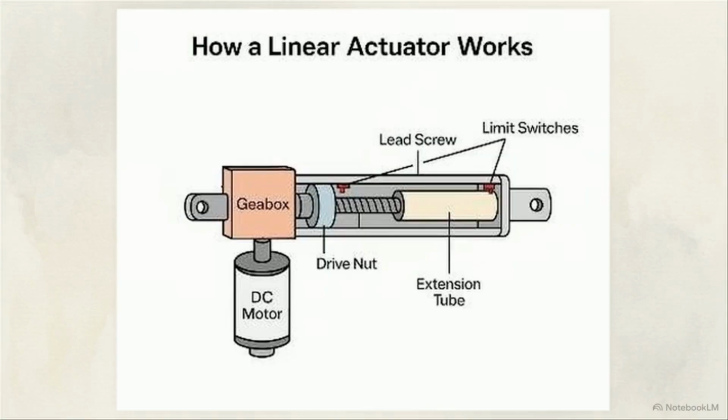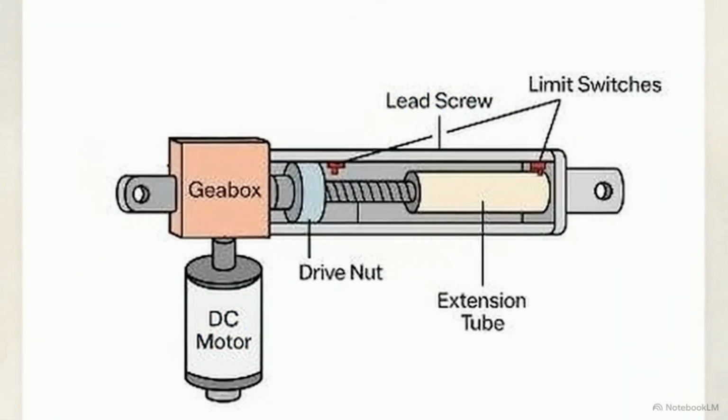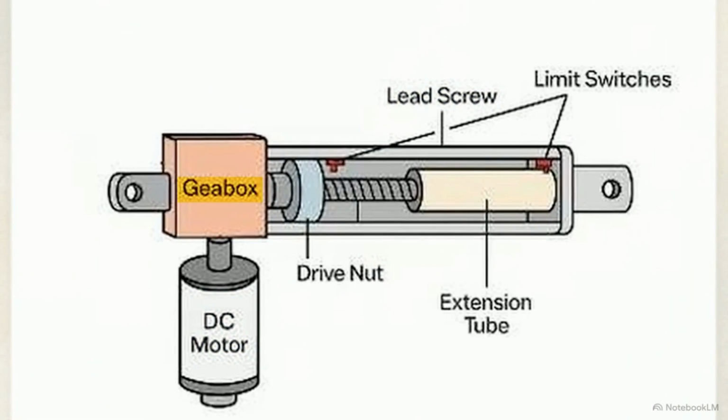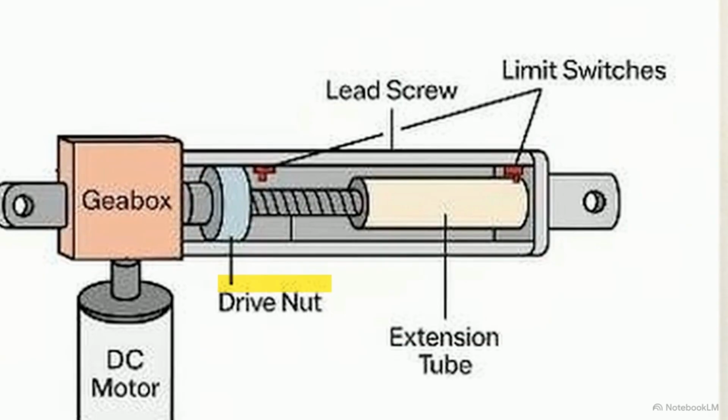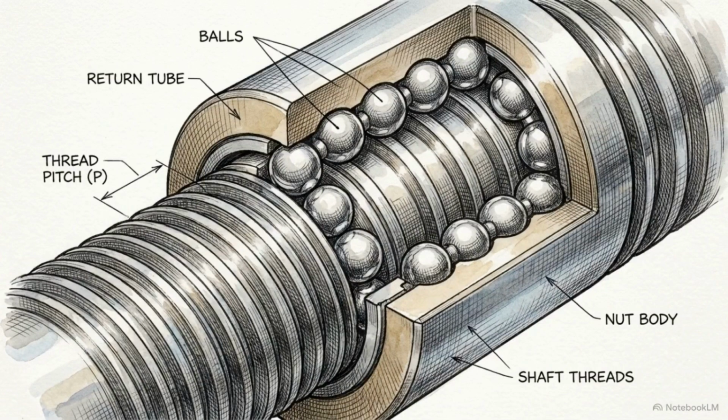This diagram illustrates the primary solution: coupling the rotary motor to a lead screw. The motor's continuous torque passes through the gearbox, spinning the lead screw. Because the drive nut is threaded onto that screw, the rotation forces the nut to travel linearly. For systems requiring tighter tolerances and reduced friction, engineers upgrade this mechanism to a ball screw.